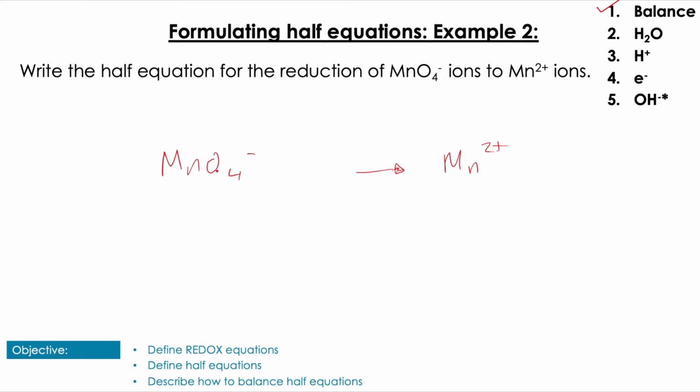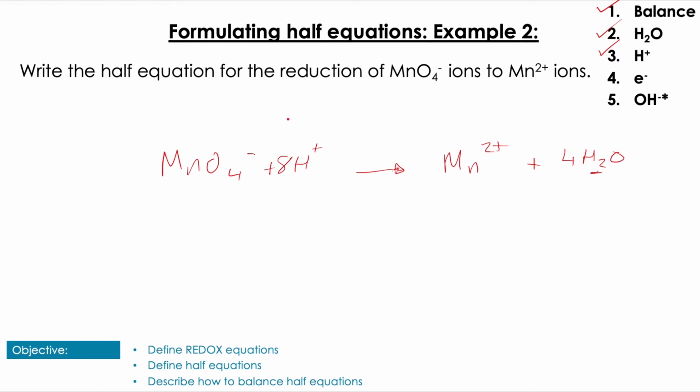Next, I can move on to oxygen. Now there's 4 on the left, so I'm going to add 4 water on the right. Now that I've added those water, however, I've added 8 hydrogen atoms, so I'm going to add 8 H+ on the other side of the reaction.